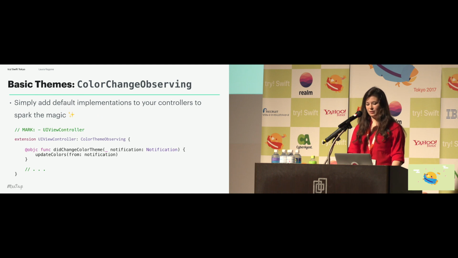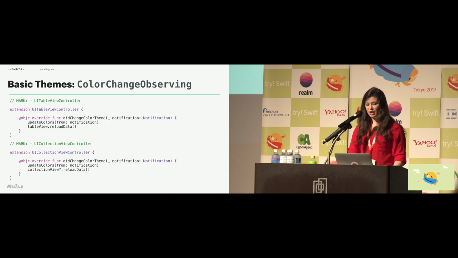We should now extend conformance to color theme observing to all UI view controllers. From here, we can call our update colors from notification function each time a color theme change notification is received. With this, any view controller, both observing color theme notifications and conforming to ColorUpdatable, will automatically reflect the new theme.